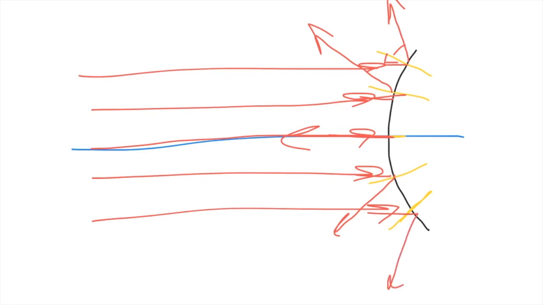Now, those light rays are diverging away from each other. This is called a convex mirror, by the way. Those light rays are going to diverge out. They are never going to cross because they're getting farther and farther apart. So they're going to diverge.